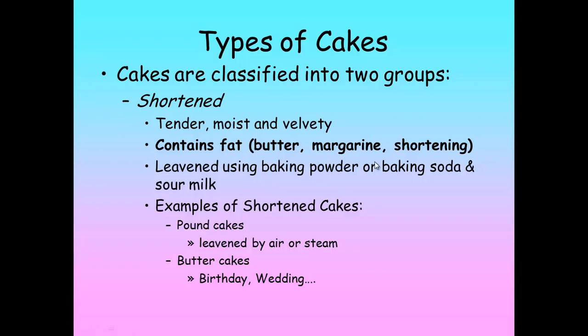They usually contain butter, margarine, or shortening. Sometimes a combination of the two, of butter and margarine or butter and shortening, depending on the recipe. Shortened cakes have a leavening agent, which makes the cake rise, and it's usually baking powder or baking soda, and it usually is accompanied by sour milk, which causes the chemical reaction. Sour milk is your buttermilk.